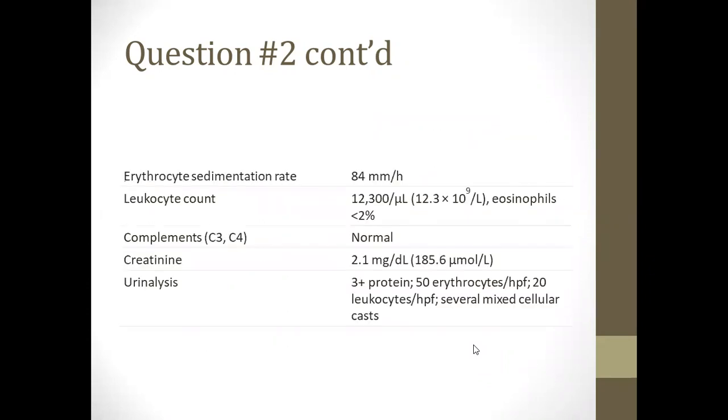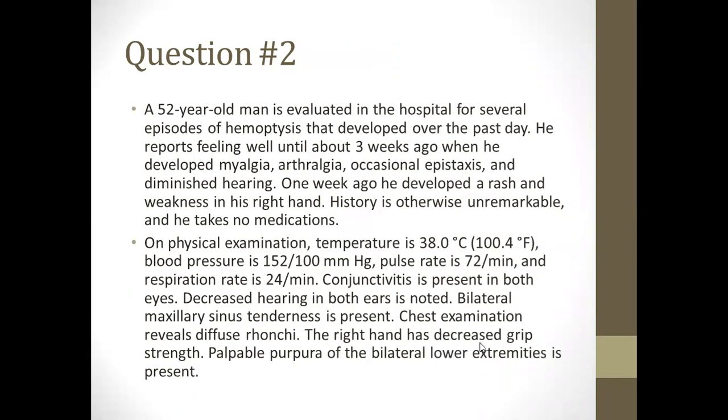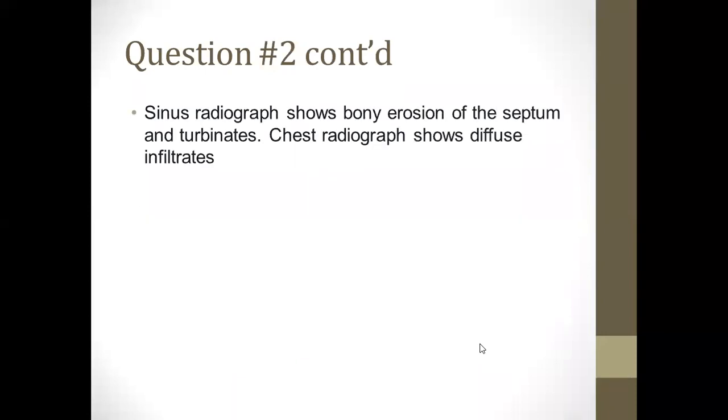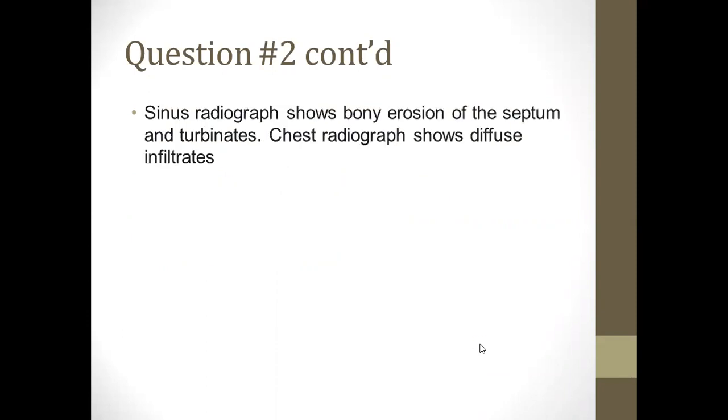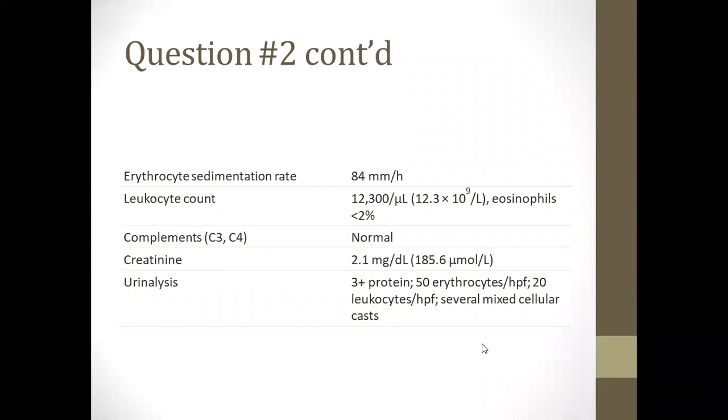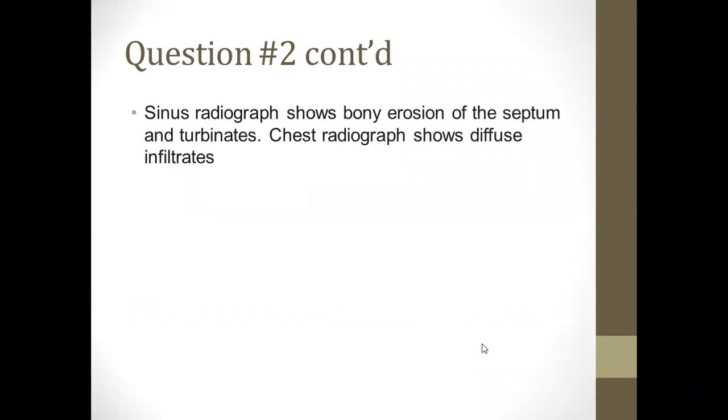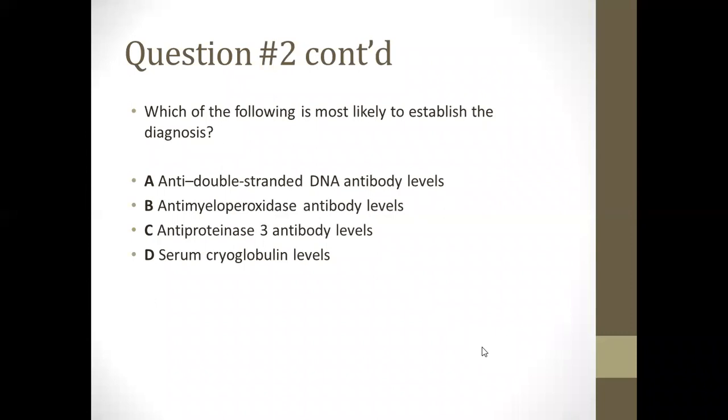So just to recap, labs look inflamed, with an active urinary sediment, and he already has renal compromise. No eosinophils and complements are normal. And then the sinus radiograph with erosion. So who would vote most likely to establish diagnosis? A, anti-double-stranded DNA. What are we thinking about there? Lupus, and one of the clues there, although not absolute, is that the complement was normal. So they're trying to let you know we don't think lupus or active lupus.